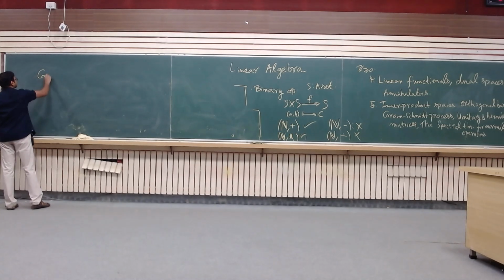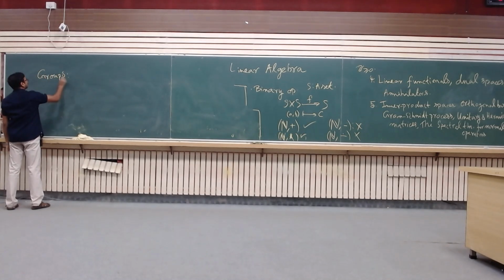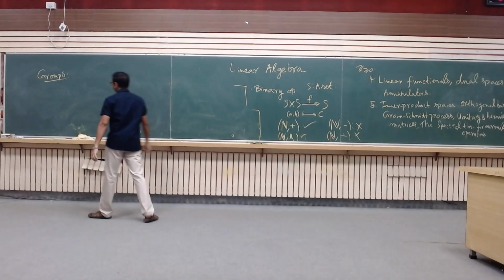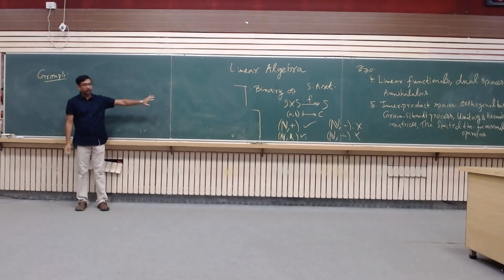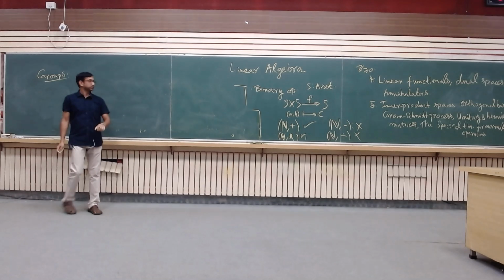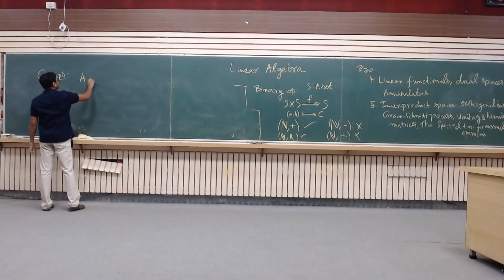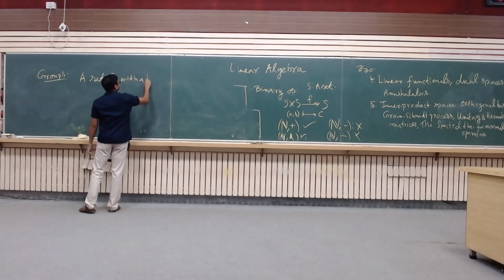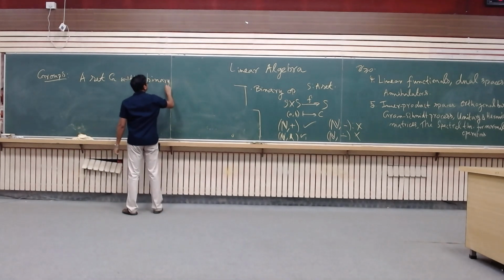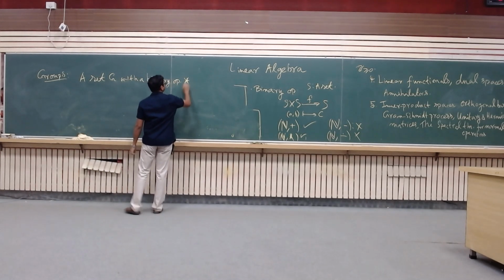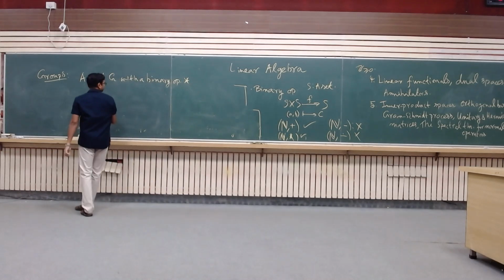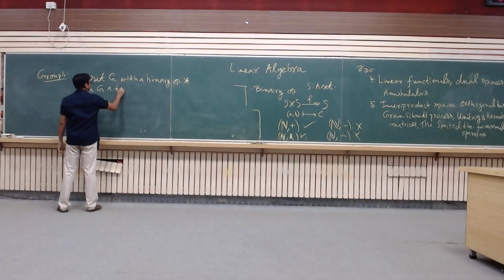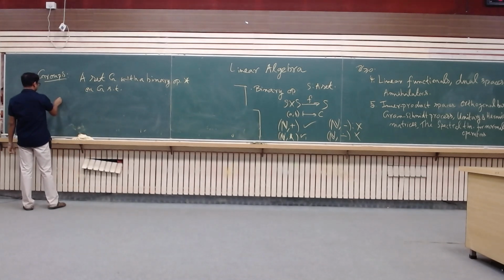So next comes the definition of groups. A group is a set with a binary operation defined on this. Okay, so a set G with a binary operation star on G such that these two things are satisfied.